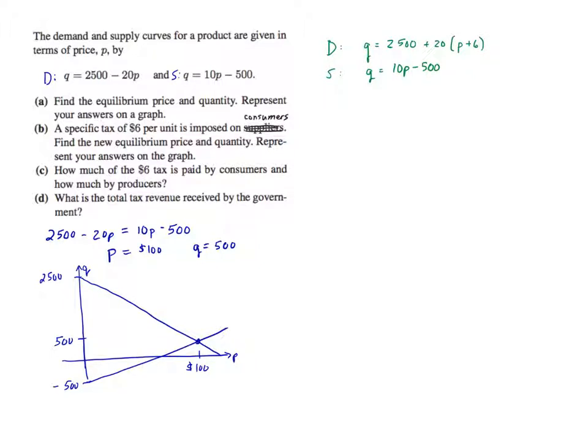If we want to find the new equilibrium price and quantity, we could set these two equal to one another. If I do this and solve for P, I believe what we'll see is P, the price, will now be $96, and the new quantity will be 460.